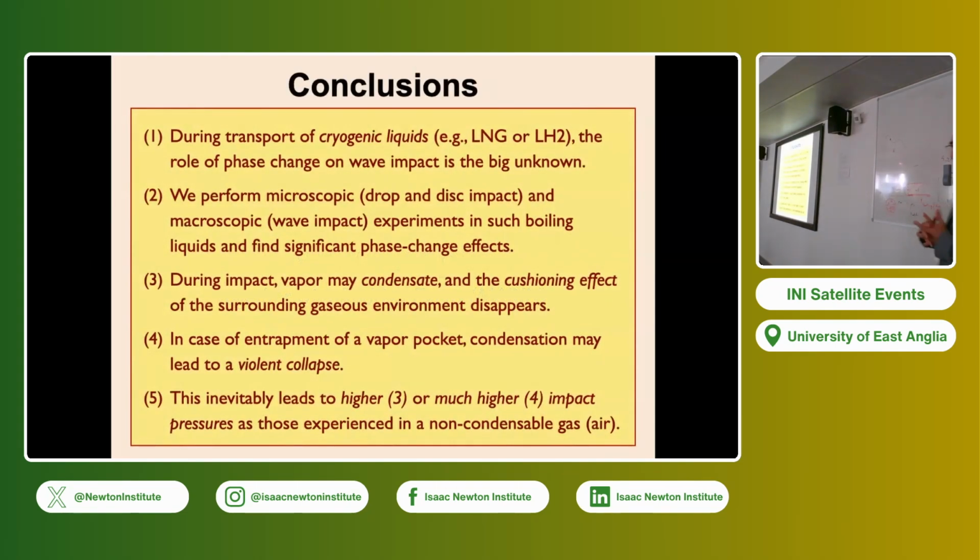So during transport of cryogenic liquids, the role of phase change on wave impact is the big unknown. So we performed microscopic drop and disk impact experiments, and macroscopic experiments, the wave impacts that I haven't talked about, in such boiling liquids, and find significant phase change effects. During impact, vapor may condense, and the cushioning effect of the surrounding gaseous environment disappears, and in that case, you can get very, very large pressures.